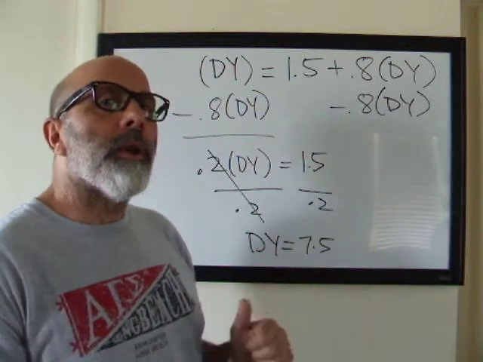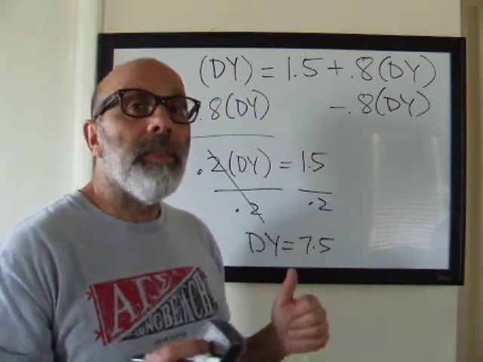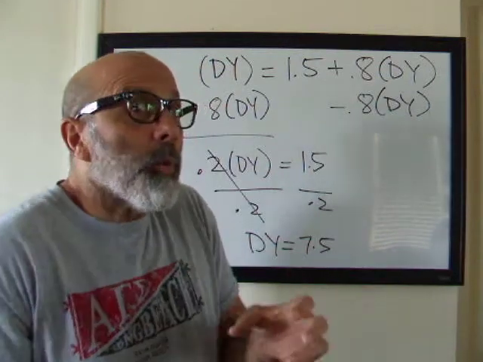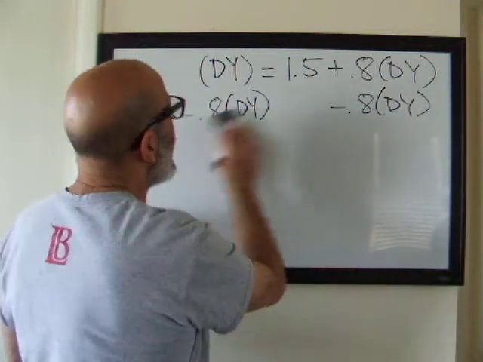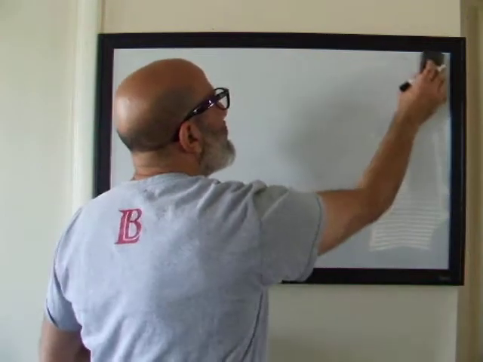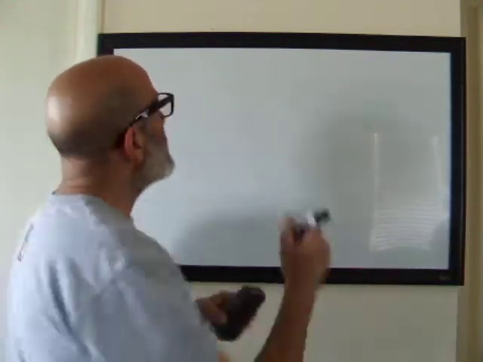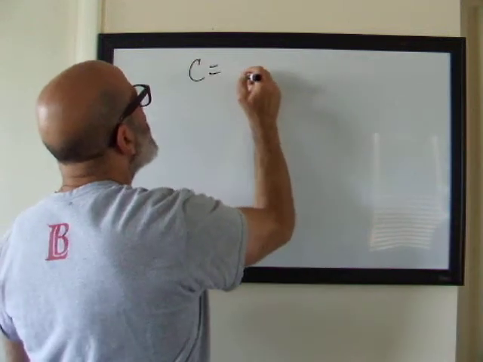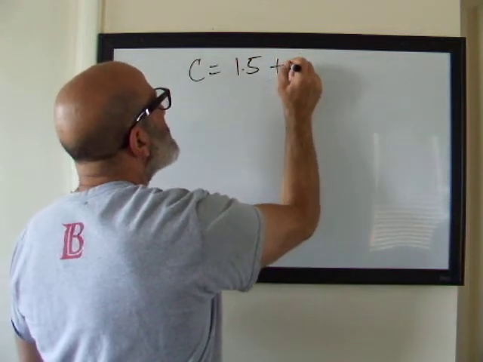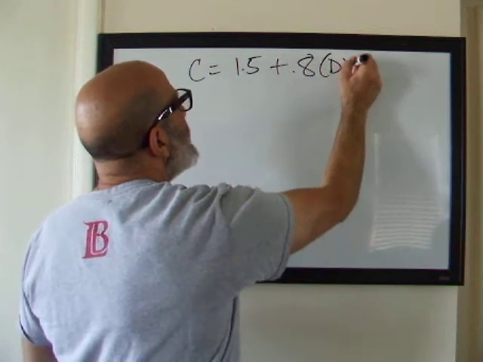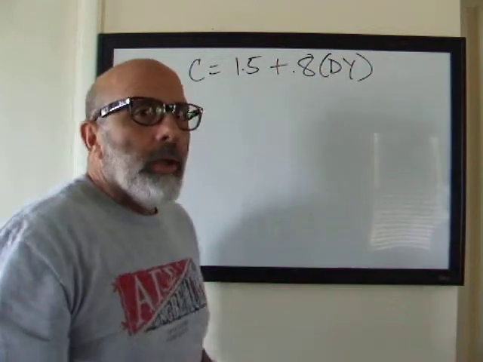So I want to show you one other method to solve this problem, and then we're going to make one more change. See if we can add a purchaser in. So our original equation was C equals 1.5 plus 0.8 dy.